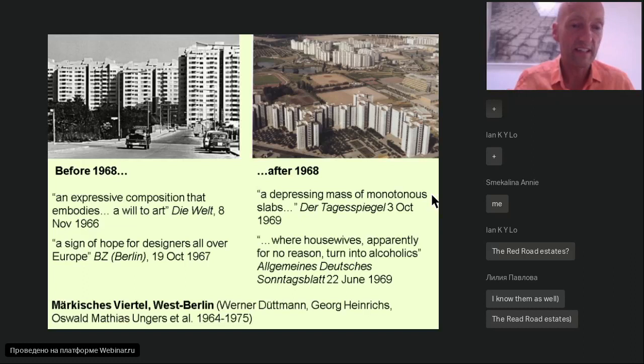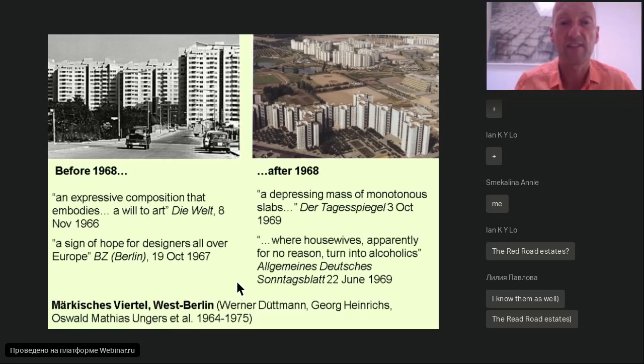It was built from 1963 to 1974. The original goal was 50,000 inhabitants, and it comprised more than 17,000 apartments, mostly in tower blocks of 10 to 14 floors. The chief designers belonged to the elite of the time: Werner Düttmann, Georg Heinrichs, Oswald Mathias Ungers, some of them still very well acclaimed and celebrated in the architectural history textbooks.